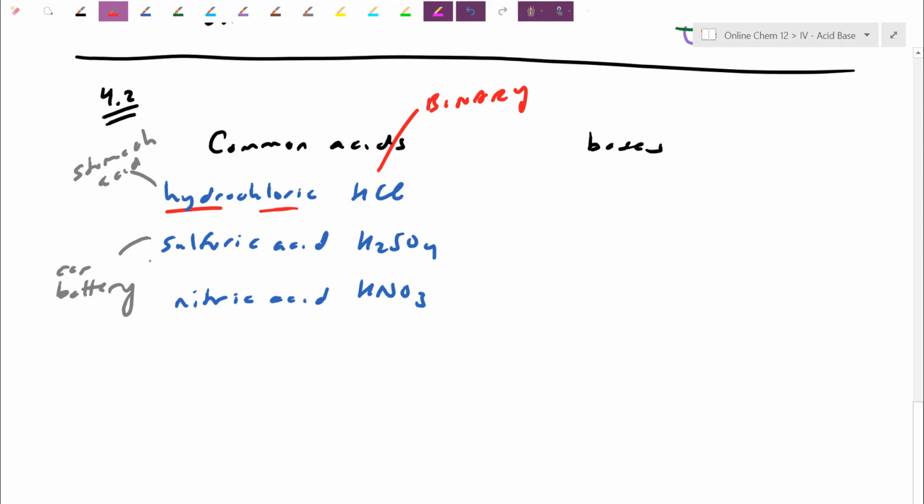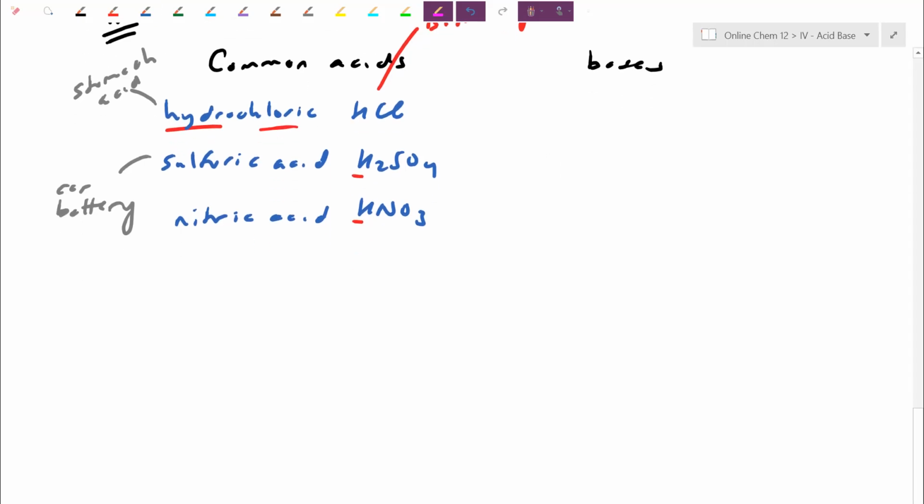If I have lost the hydro, I still know it's an acid, so I still know you have to have an H. But if it has an ic ending, it's going to be the ATE, so sulfate, nitrate. If it's an OUS, sulfurous acid, it's going to be SO3 instead. Okay? There's another acid that's really common here.